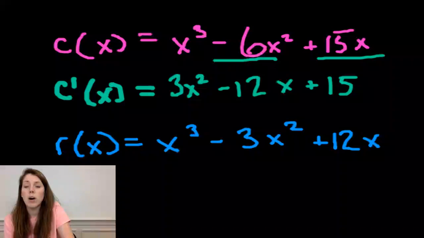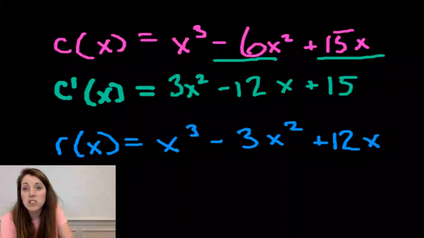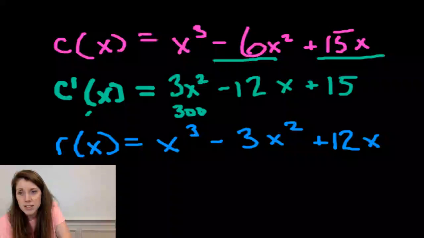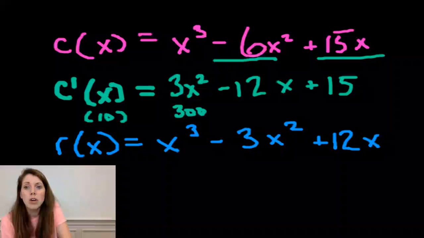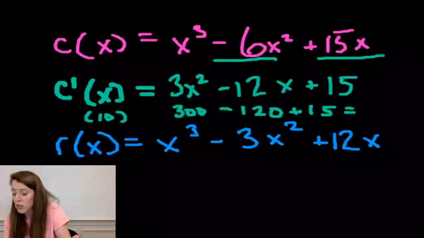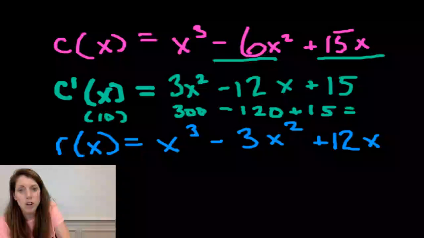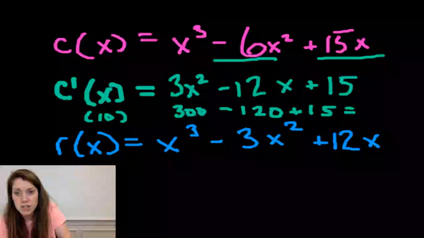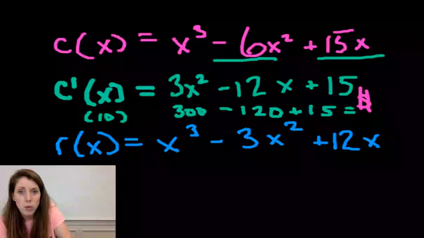And if we want to know what it is right at 10, we just plug in 10. So it would be 3 times 10 squared, so that would be 300. We're plugging in 10. 300 minus 12 times 10, so minus 120, plus 15. And we're going to get as an answer about $195. It's going to be about $195.